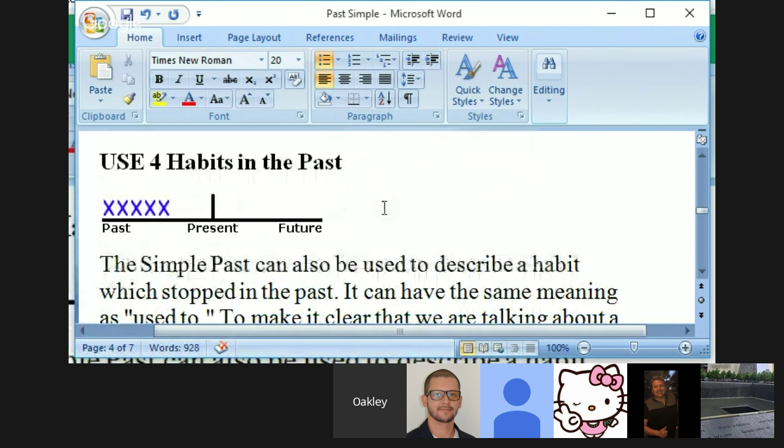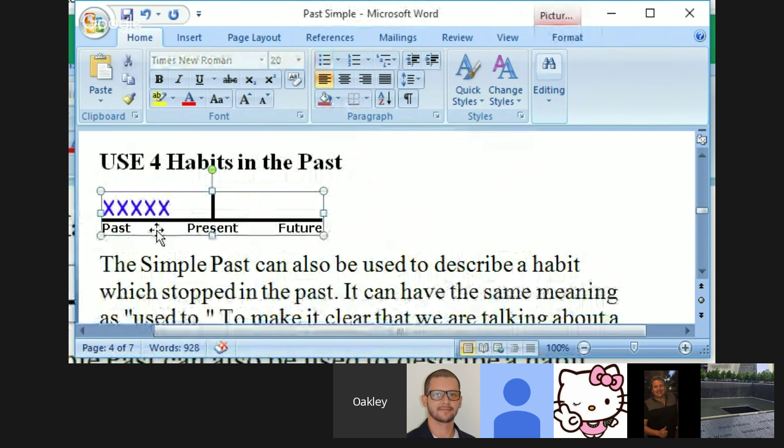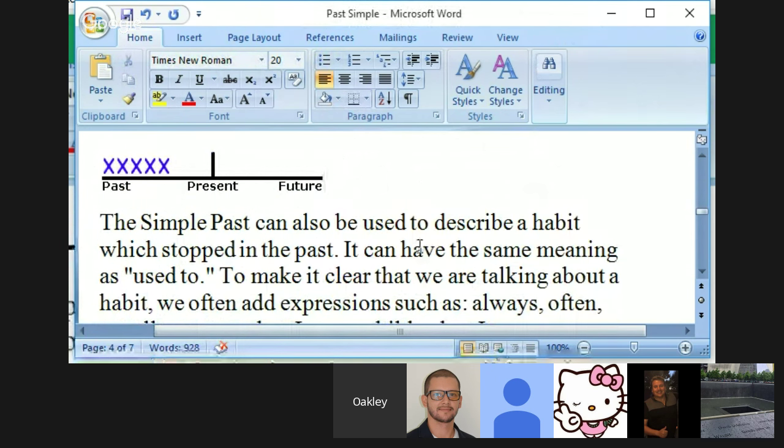Okay. Use number 4, habits in the past. Look at the diagram, something that you used to do. In fact, native speakers are very fond of using used to. Why? Because it's a lot easier. If you're going to use the simple past, then you kind of have to explain it. More often than not, used to, by the way, is a construction in the simple past. It is the simple past.